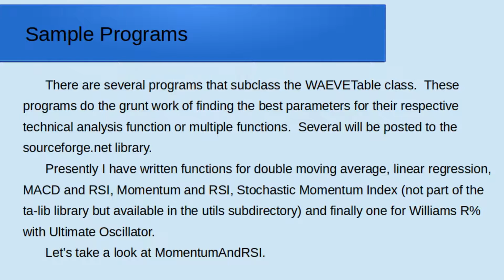stochastic momentum index, which is not part of the TA-LIB library, but the code is available in the utils subdirectory. And finally, there's one other subclass for Williams percentage R, along with the ultimate oscillator done by Williams. But let's take a quick look at momentum and RSI to give you an idea how these puppies work.